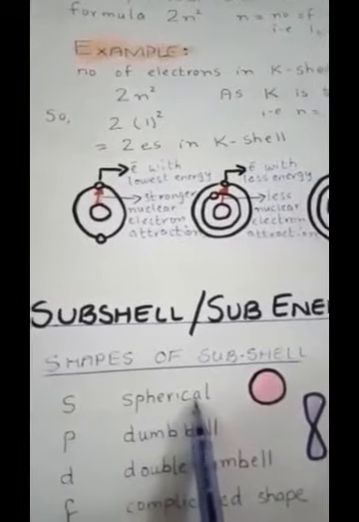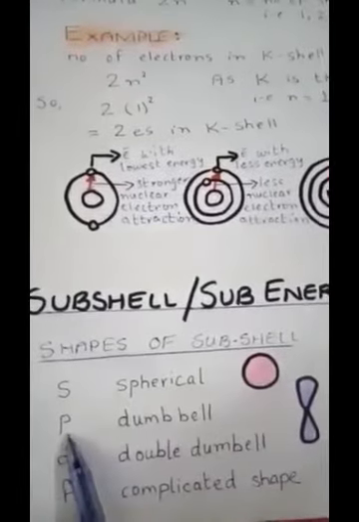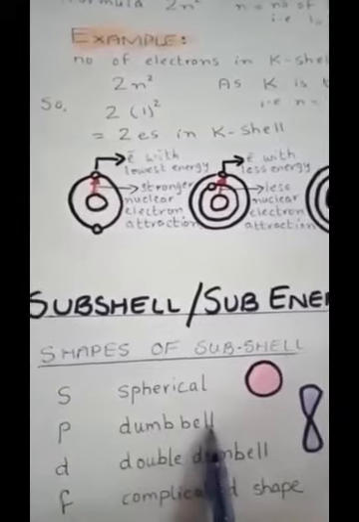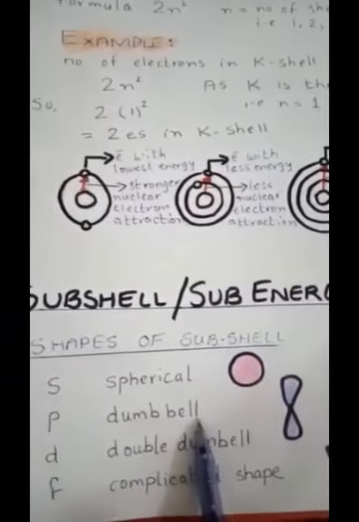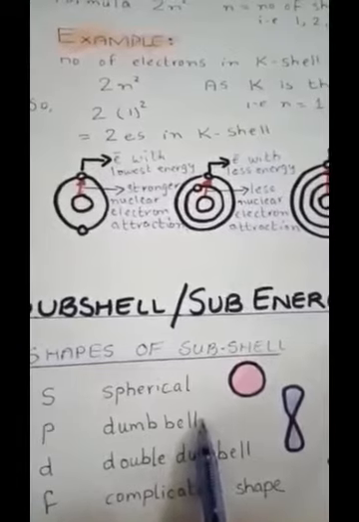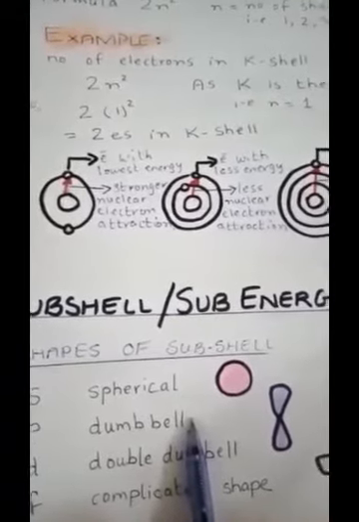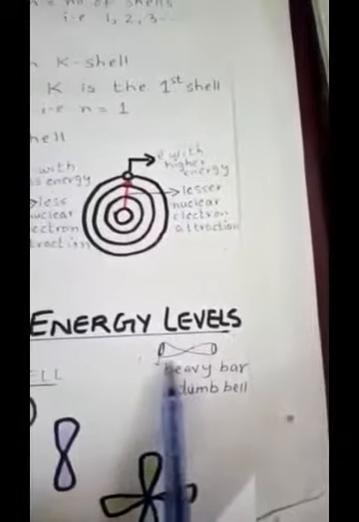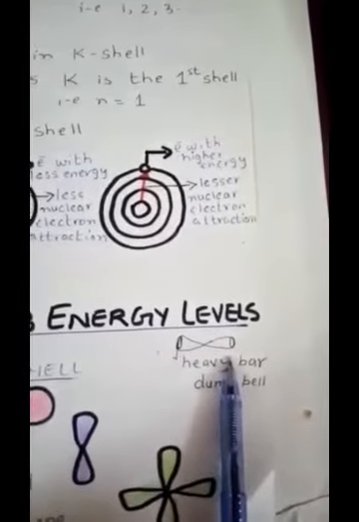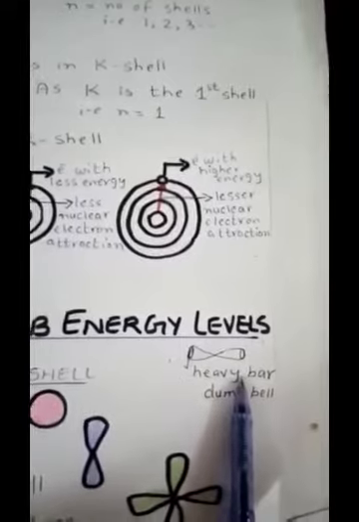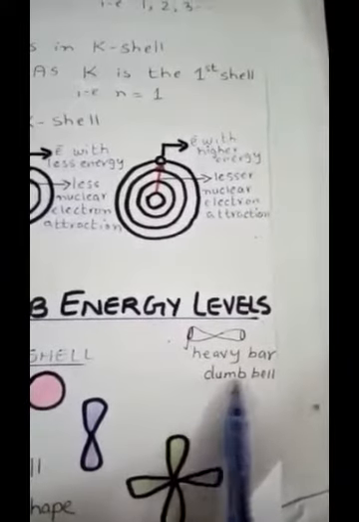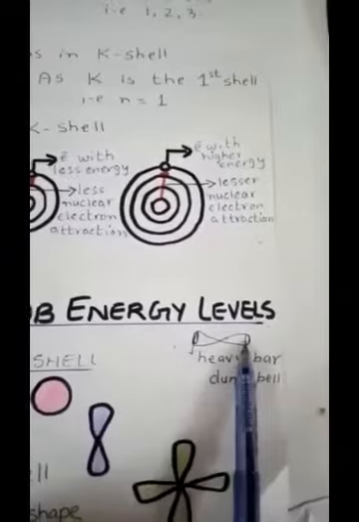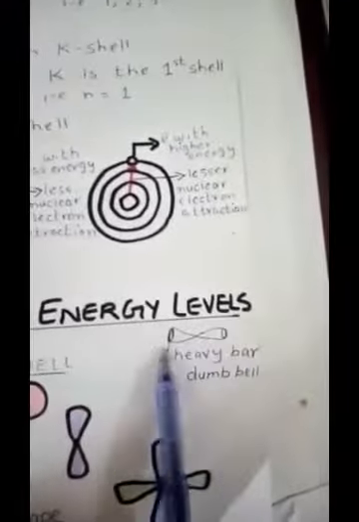Now, shapes of subshells. You can see the S subshell is spherical in shape. The P subshell is dumbbell in shape. You might have observed that bodybuilders use heavy bars for exercise, and they lift these heavy bars. This is called a dumbbell. The shape of the P subshell is just like this dumbbell.